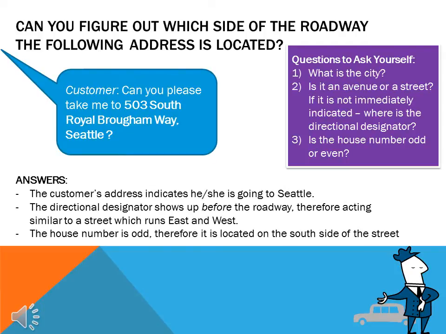Now for the answers. What is the city? The customer's address indicates he or she is going to the city of Seattle. Is it an avenue or a street? If it's not immediately indicated, where is the directional designator? The directional designator shows up before the roadway, therefore acting similar to a street, which runs east and west. Is the house number odd or even? The house number is odd, therefore it is located on the south side of the street.